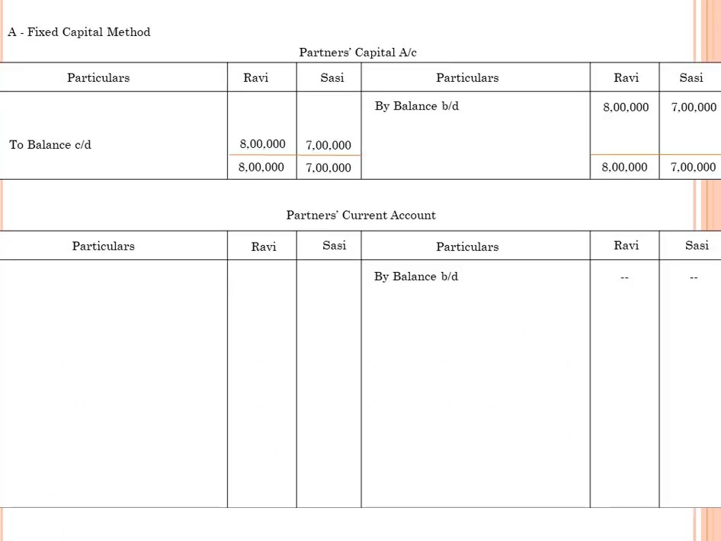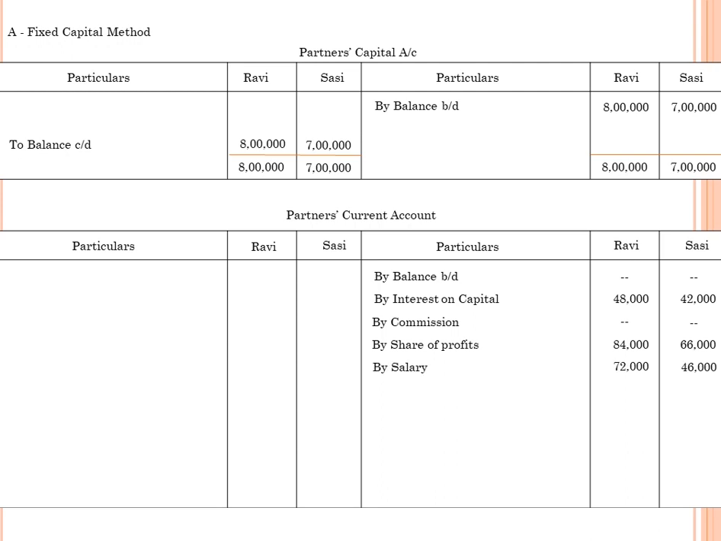By balance brought down, the values are not given. Next, by interest on capital, Ravi 48,000, Sasi 42,000. By commission, not given. By share of profits, 84,000, 66,000. By salary, 72,000, 46,000. And now we move on to the debit side. To drawings, 1,60,000, 1,40,000. To interest on drawings, 4,000, 2,000.